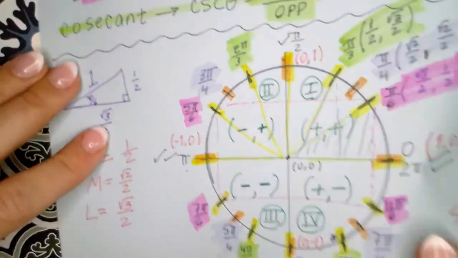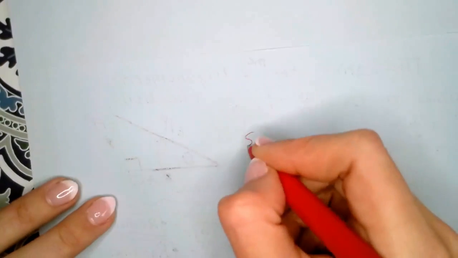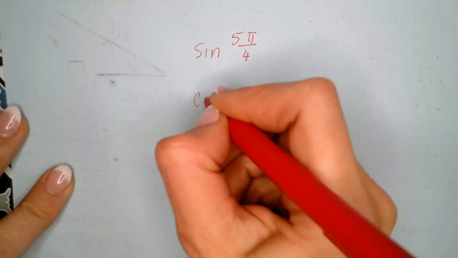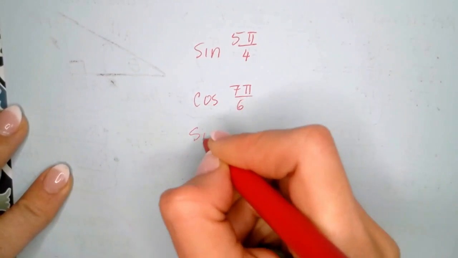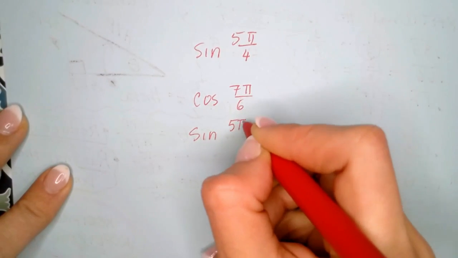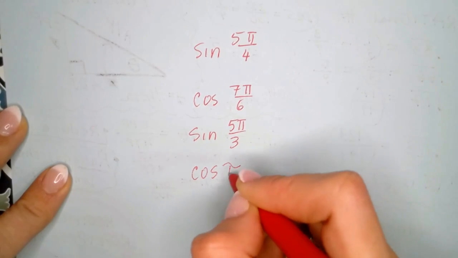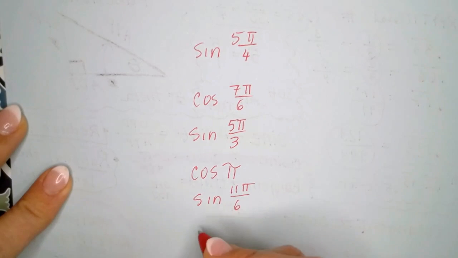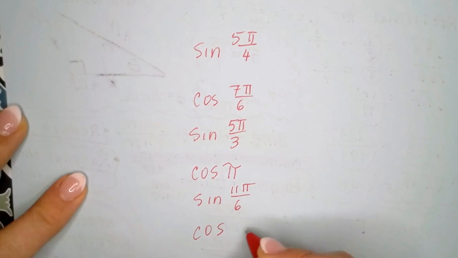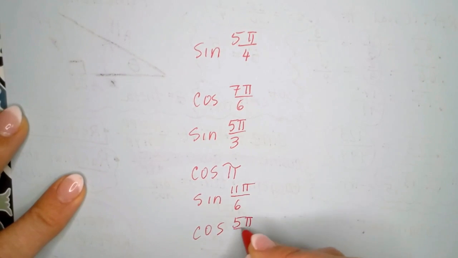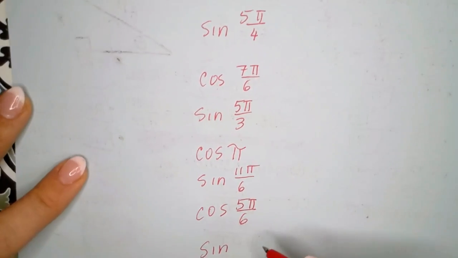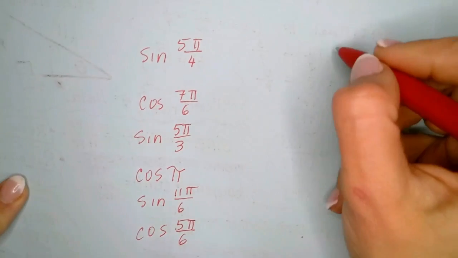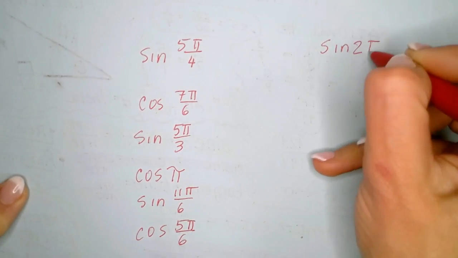So I'm going to give you a couple to try right now using your own circle. Try to figure out these. Sine of 5 pi over 4. This will also be your homework. Cosine of 7 pi over 6. Sine of 5 pi over 3. Cosine of pi. Sine of 11 pi over 6. Cosine of 5 pi over 6. Sine of, running out of room, I should zoom out a smidge. I'll do it next to it. So those 5 there, and sine of 2 pi.